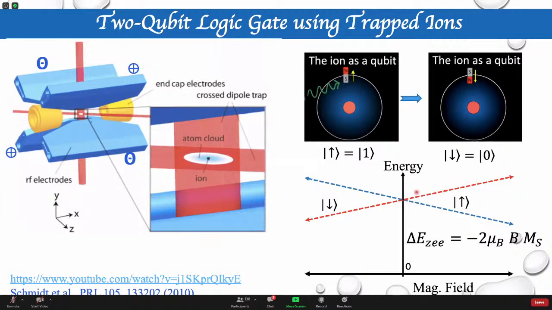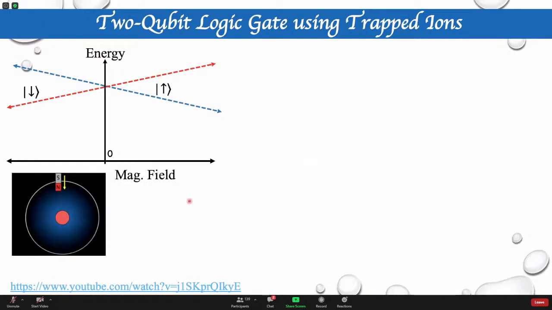So it will prefer to go to the lower energy, that is low magnetic field. So let's say you have two ions which are in the down spin, okay, what would happen? This is an example where we are starting with the down spin qubit, or down spin atom or ion, and we are putting it in the magnetic field.